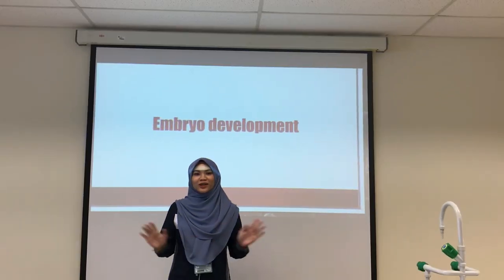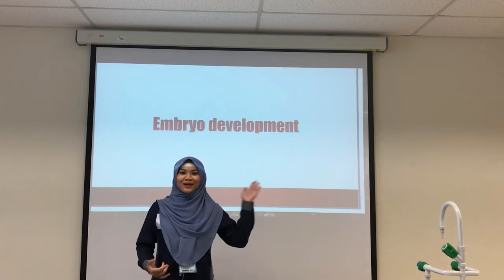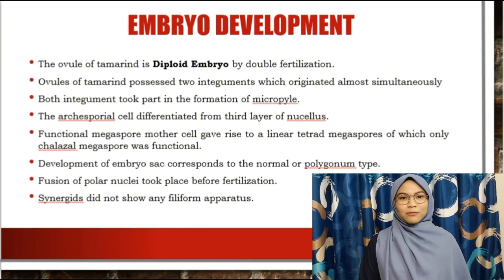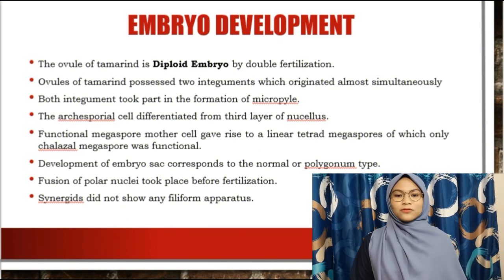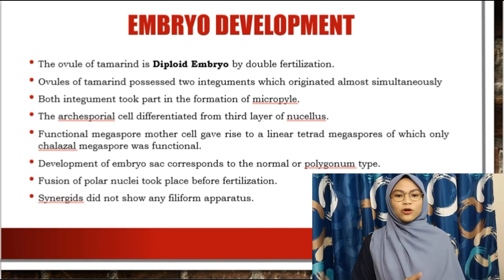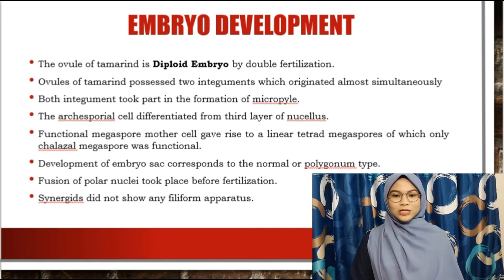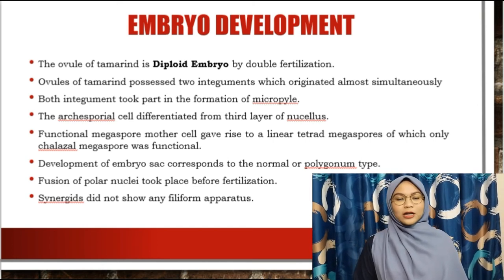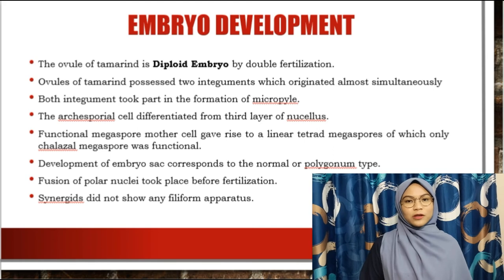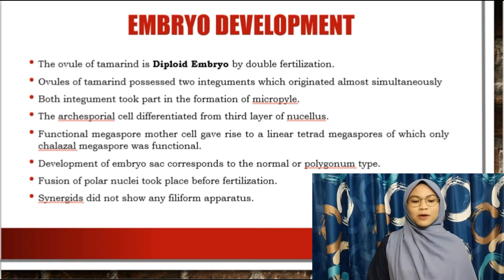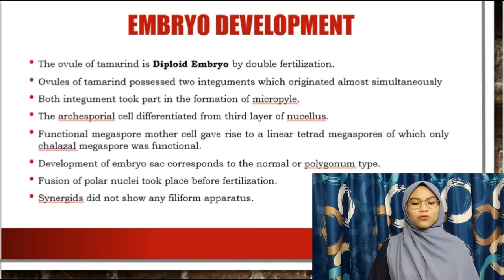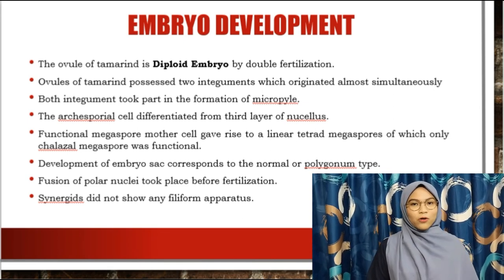So next, we're going to proceed with embryo development. The ovule of tamarind is a diploid embryo by double fertilization. Ovules of tamarind possess 2 integuments which originated almost simultaneously. Both integuments took part in formation of the micropyle. The archesporial cell differentiates from the third layer of nucellus. Functional megaspore mother cell gives rise to a linear tetrad of megaspores, of which only the chalazal megaspore was functional.